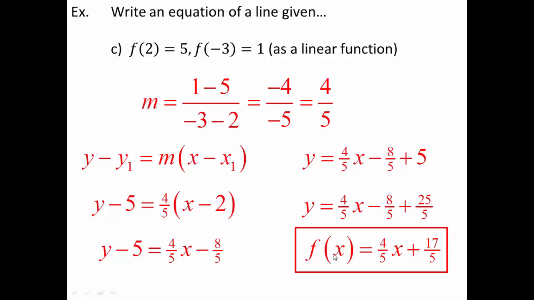Notice I switched from y equals to f of x for my final answer since it did ask for a function.